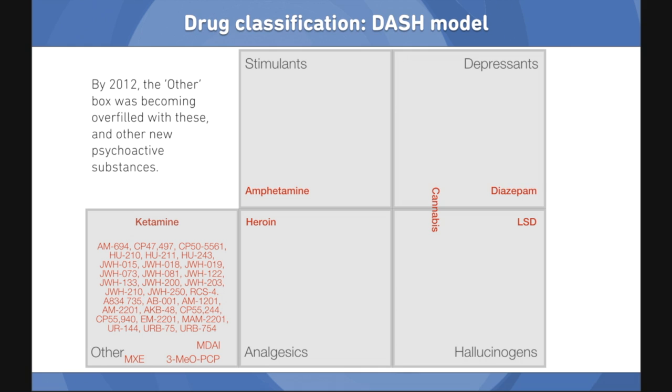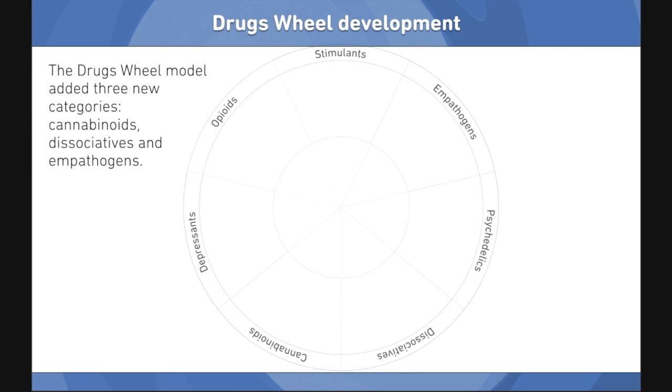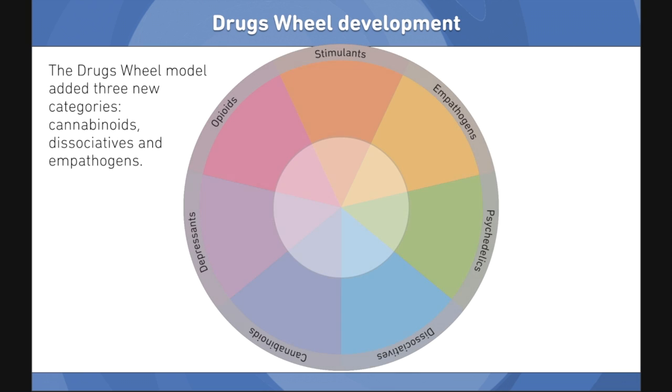By 2012, the other box was becoming overfilled, and a group of professionals working in the UK drugs field called Drugwatch drew up a new model of classification called the Drugs Wheel. The Drugs Wheel added three new categories to the DASH model. Cannabinoids, to include cannabis and the raft of synthetic cannabinoid receptor agonists, which had effects that were specific to this new group of compounds. Dissociatives, to include ketamine, the aryl cyclohexylamines, and PCP and its derivatives.